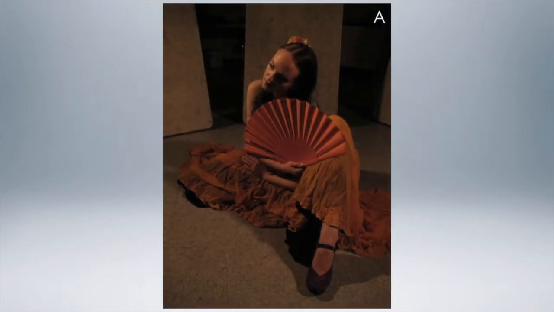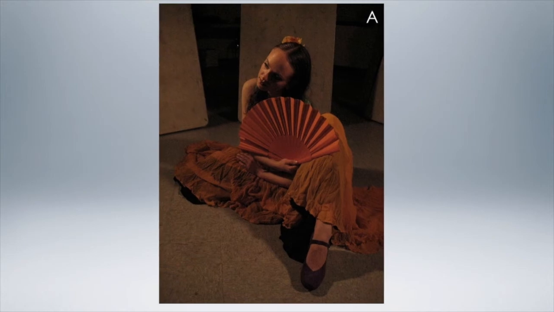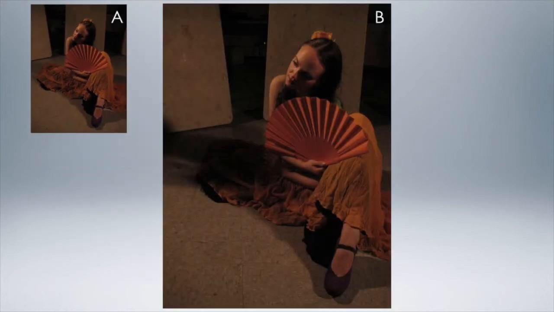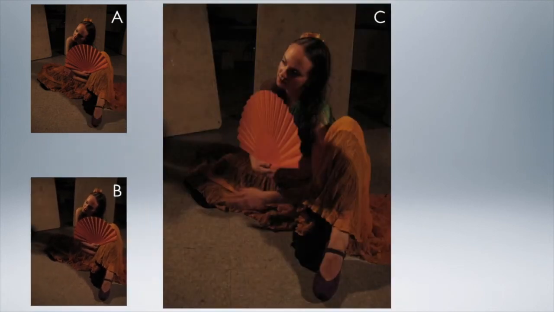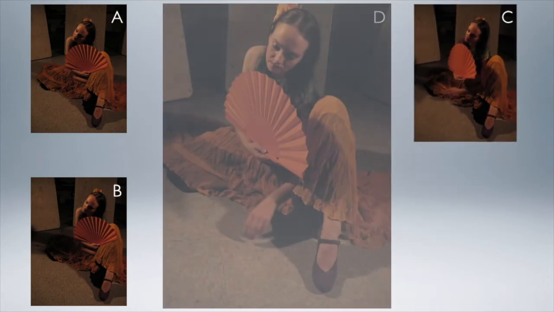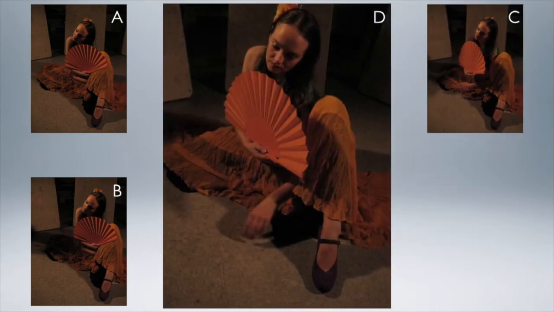Here's shot A. This is from my class. We've got a dancer sitting on the floor. Here's shot B. Same dancer, slightly different, sitting on the floor. Shot C, same dancer, slightly different, sitting on the floor. And shot D, same dancer, a little bit closer in, but still sitting on the floor. They're all the same subject, but each of these photo references has a different feel to it. And part of that feel comes from the background.